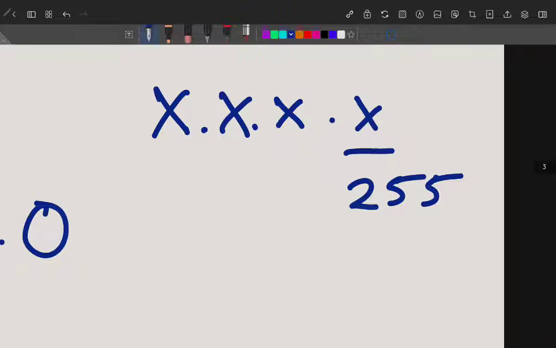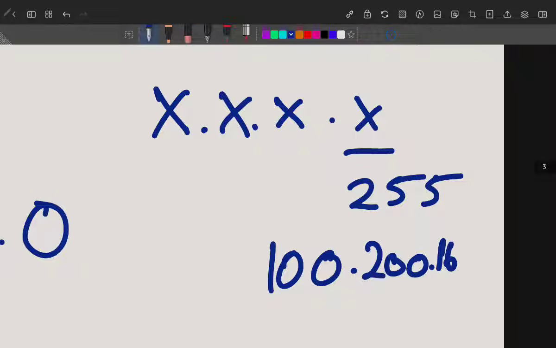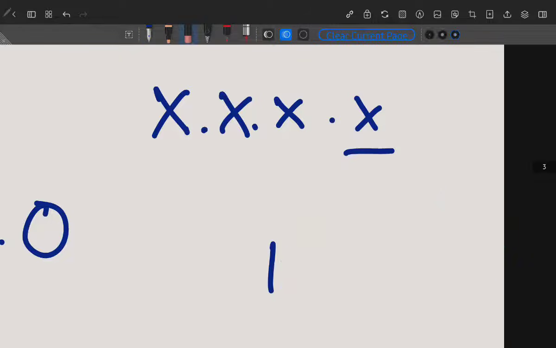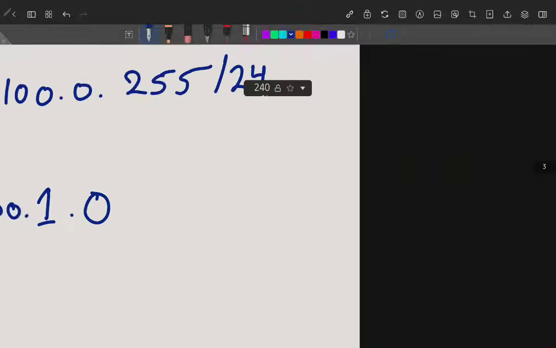If a question in your exam asks, maybe you have an address of 100.200.16.258, is this a valid IP address? It's not valid, because of the 258. For an IP address to be valid, each octet must be a maximum of 255. Hope this made sense. We continue.